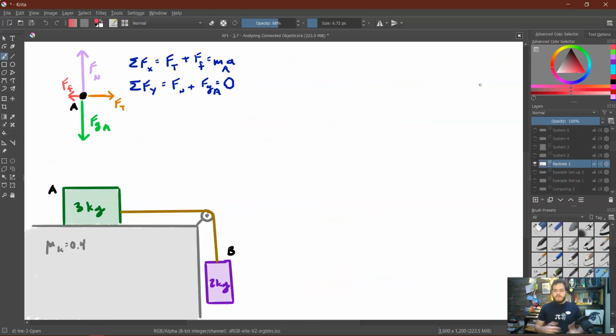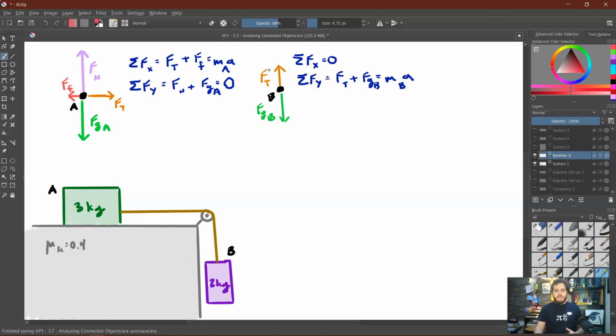So let's first solve this using the system of equations method. I once again redrew the picture, and I drew my FBD for block A. So I've got gravity going down, normal force going up, tension going to the right, which has to be bigger than the friction to the left in order for it to accelerate. And I wrote my two net force equations in the X and in the Y. It accelerates in the X, does not accelerate in the Y.